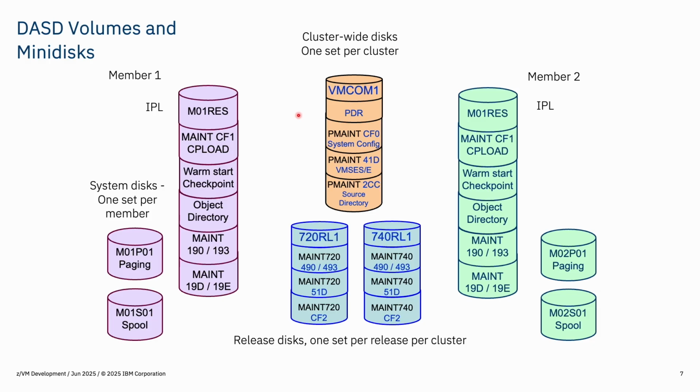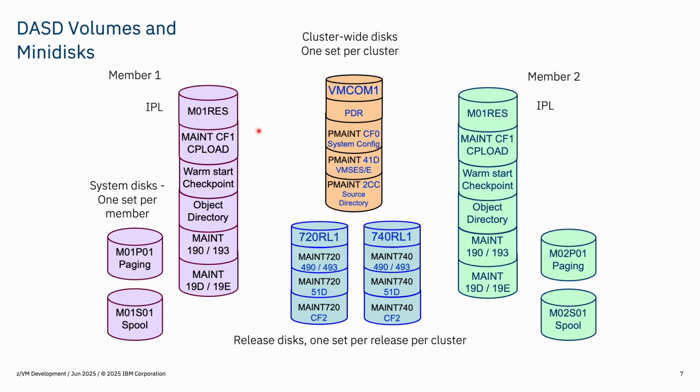Starting with our shared volumes in the center here, the first one is the common volume, which includes things like the system config and the source directory. These are also shared volumes, and these are the release disks. That's one set per release per cluster. So for example, this is for release 7.2, and this is for 7.4. These disks contain release-specific information like these maintenance IDs.